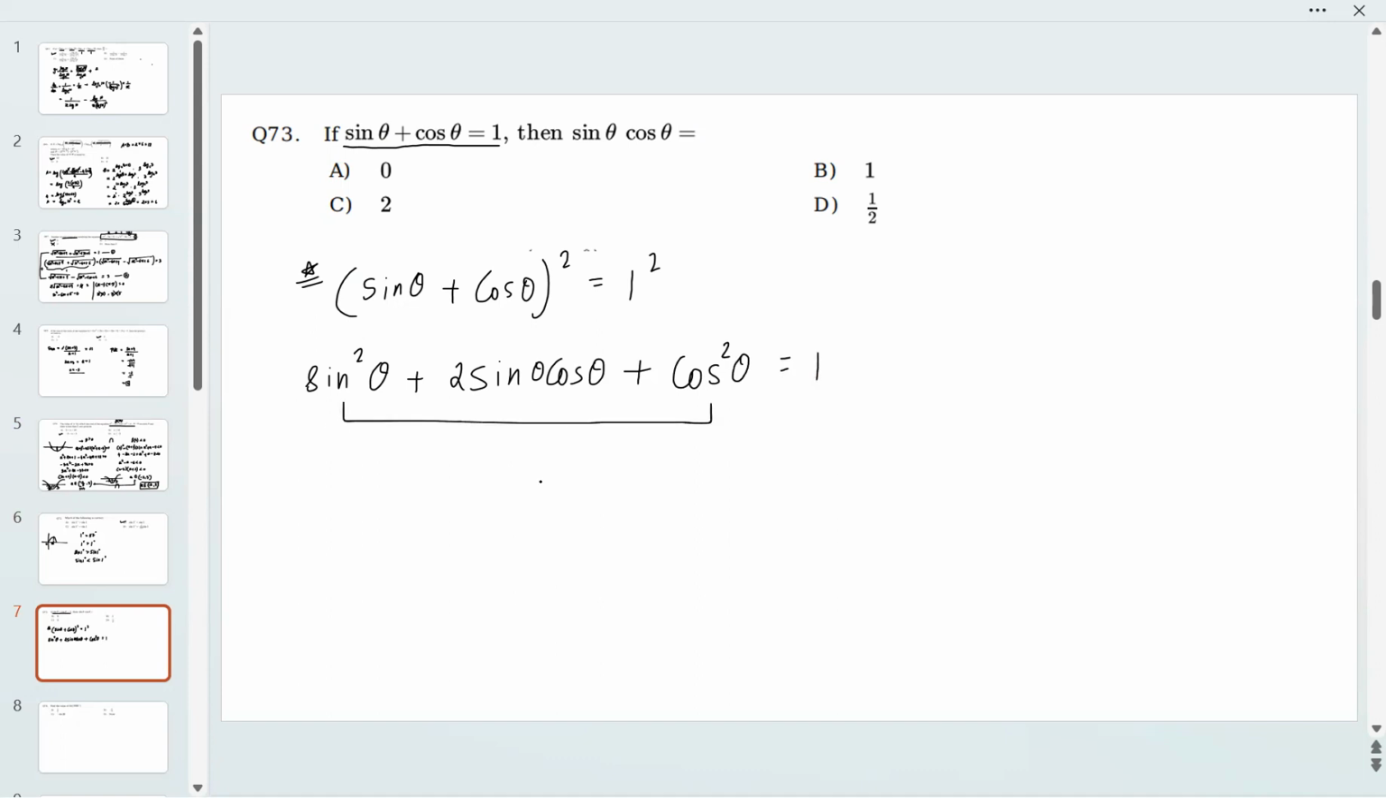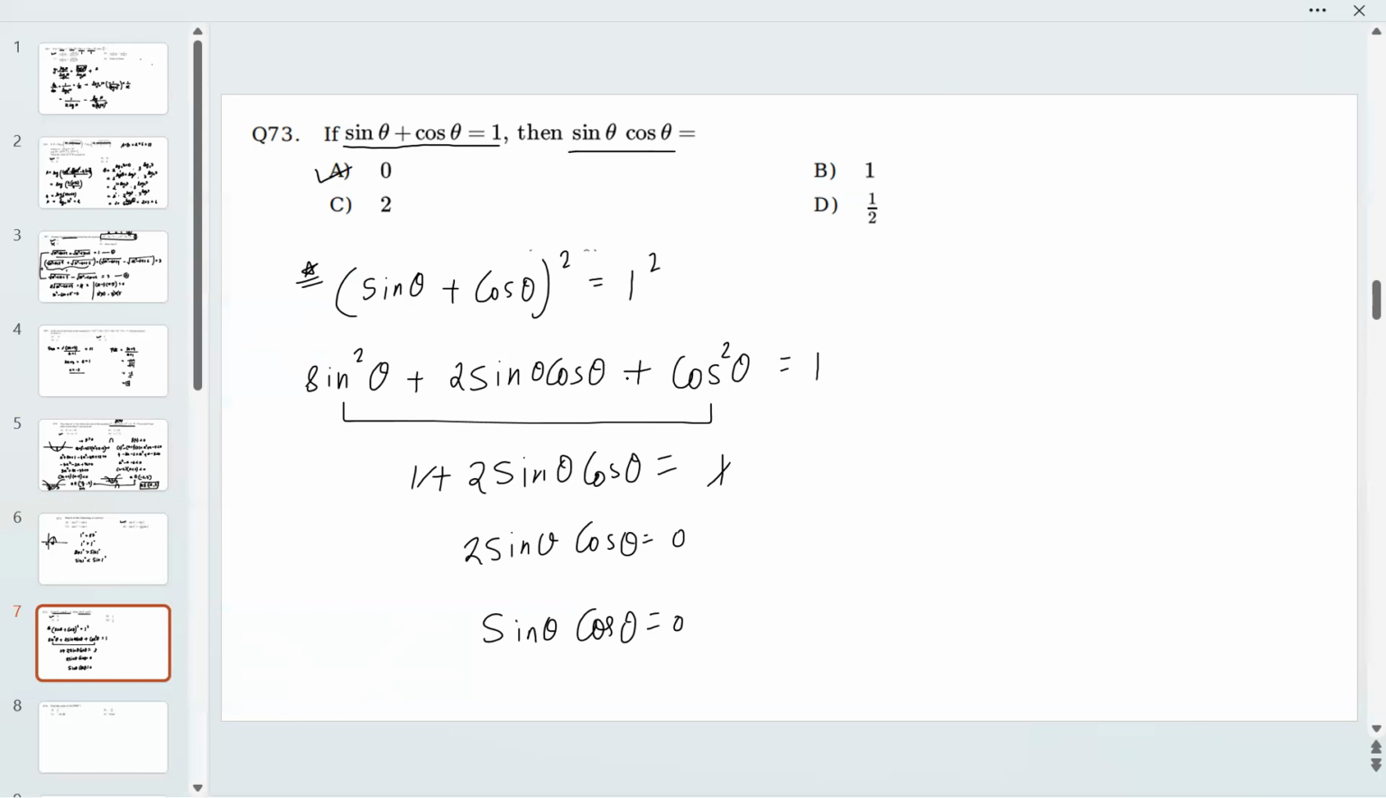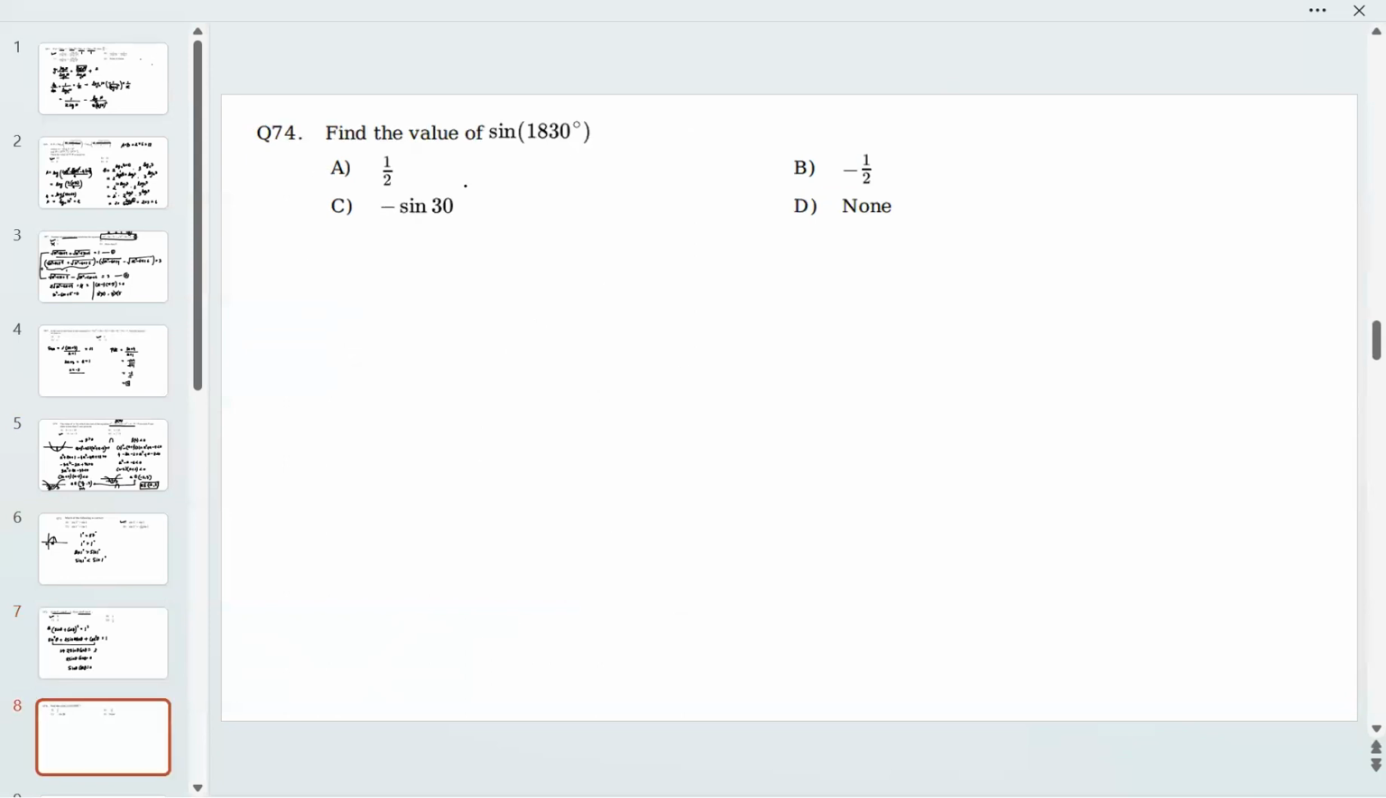This sine square theta plus cos square theta is 1. So I will get 1 plus 2 sine theta cos theta equals 1. The 1 and 1 will get cancelled. This implies 2 sine theta into cos theta will be equal to 0. That means sine theta into cos theta equals 0. So we have to find sine theta cos theta. Answer is option A. Next, find the value of sine 1830.